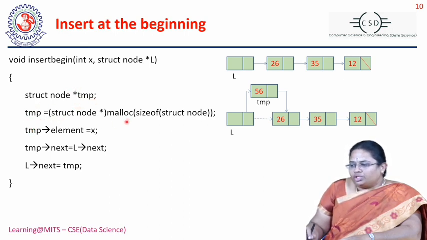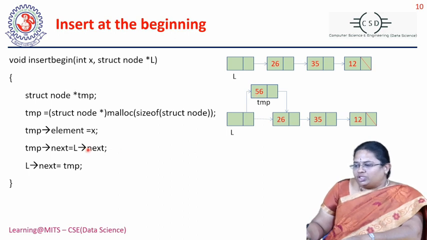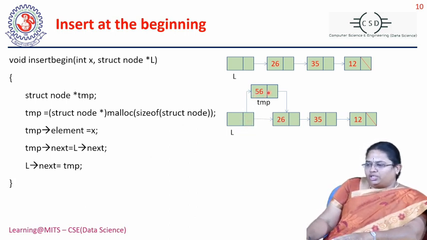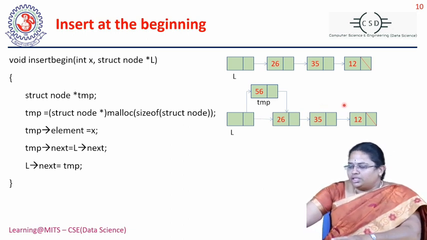I am storing this value, temp element equal to x, so it will be stored, and then temp next is equal to L next. Okay, so what is L next? L next is the address of the first element, and that is stored in the place of temp next. So the right side connection is established, and then L next is equal to temp. So instead of pointing to 26, it will point to 56. So the header node points to 56, and then 56 to 26. Likewise, it goes on traversing. Okay, so this is insertion at the beginning.